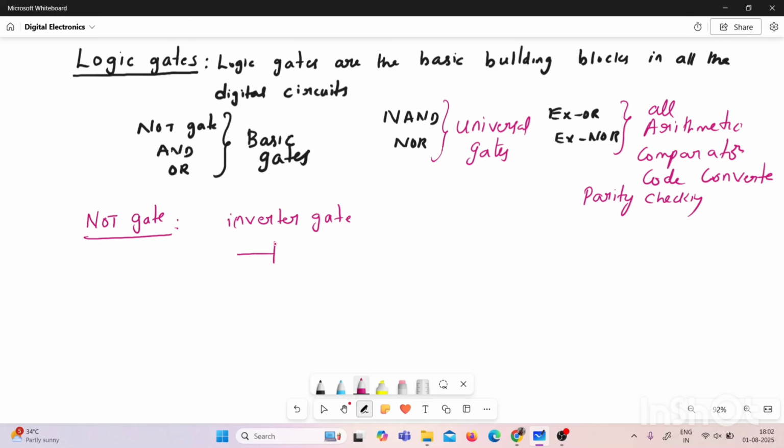The symbol for NOT gate is like this. If A is the input for the NOT gate, then the output is the complement of the input, Y bar. That means if the input is 0, the output will be 1. If the input is 1, the output will be 0.